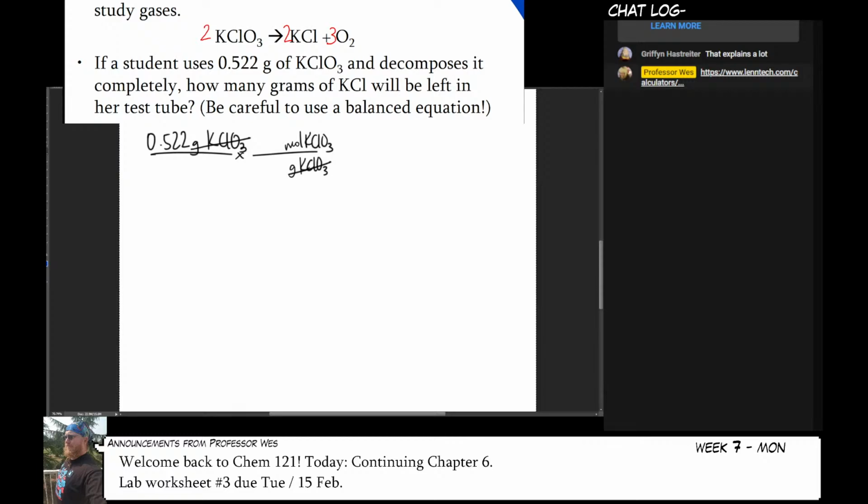And then how many grams are in a mole of KClO3? Let's go to Lenntech and calculate that. 122.55 is what I calculate.